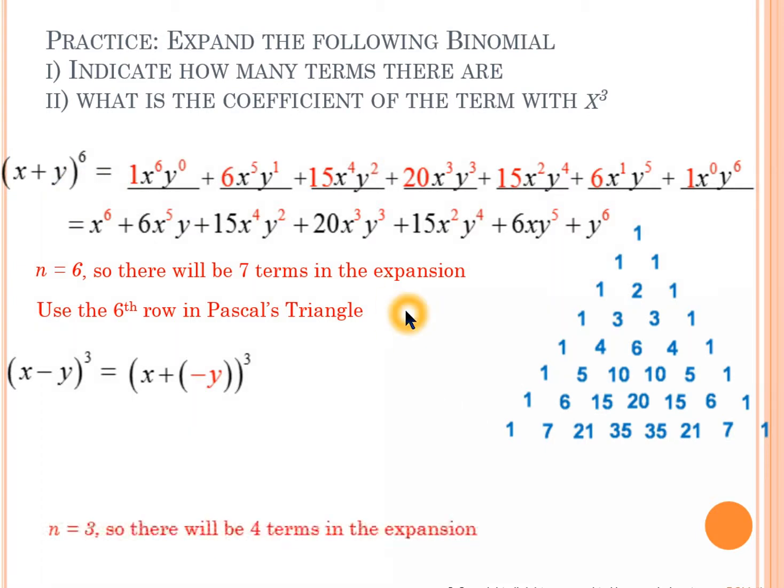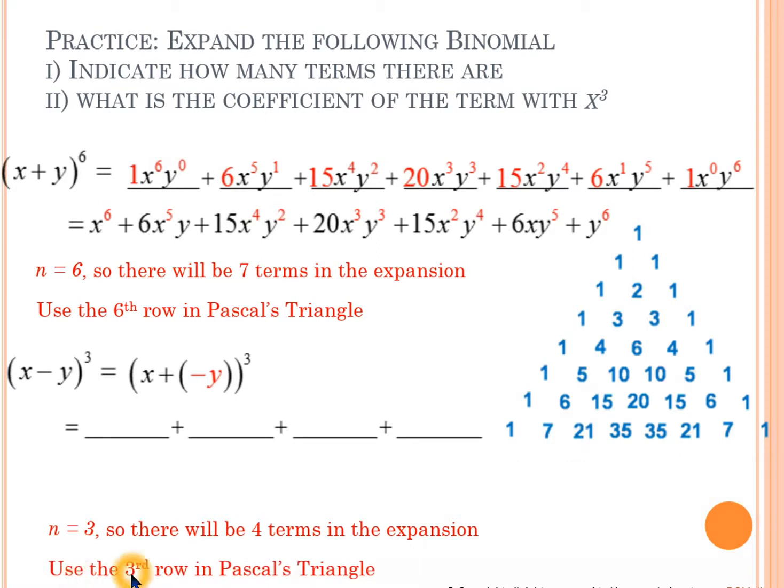Alright, let's move on to this example below. I have x minus y to the power of 3. And we may want to write this as x plus, open bracket, negative y, close bracket, all to the power of 3. So since n equals 3, there will be 4 terms in the expansion. So remember, the number of terms is found by n plus 1. So n is 3. So 3 plus 1 is 4. 1, 2, 3, and 4. 4 terms in the expansion.